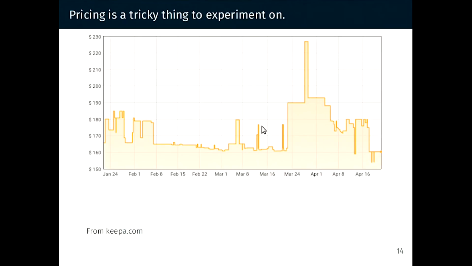And if you think about it, it's kind of crazy that Amazon can do this and get away with it. Most companies, if they knew that you were moving price around like this, people would be up in arms. But they're Amazon, so I guess they can do whatever they want. But if you were running a company, and you might want to experiment on pricing, because that's one of the most important levers you have to affect your business, how would you do it?